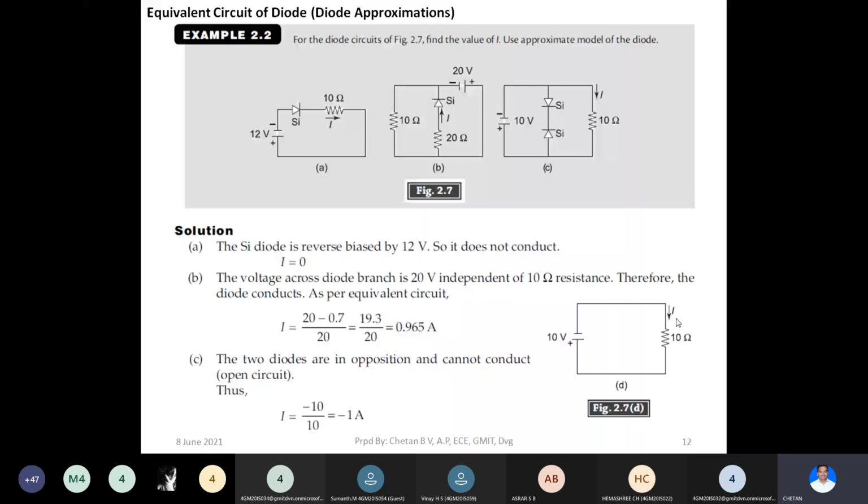Why minus? Because in the problem, the current direction is indicated from top to bottom, but this is actually the reverse of the conventional current direction. Conventional current always flows from the positive terminal of the battery and ends at the negative terminal. Therefore, the conventional current direction is opposite to the direction of current shown in the problem, so we have to take a minus sign. Minus 10 volt divided by 10, which is this resistance. This is V by R, which will be minus 1 ampere.